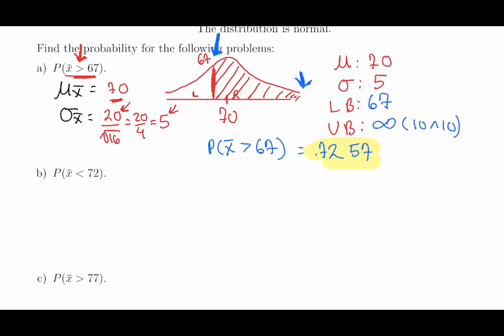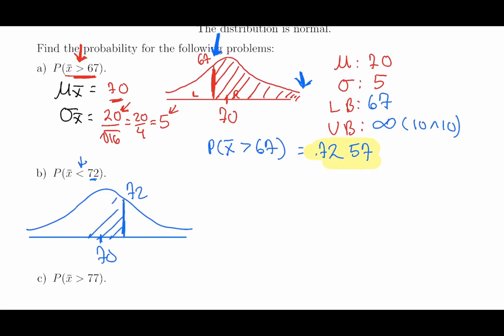All right, so let's do part B. Let me go ahead and draw this again. We have 70 over here, and we want 72, which is over here. If you look at the arrow, it's pointing to the left-hand side, so you shade the left-hand side.